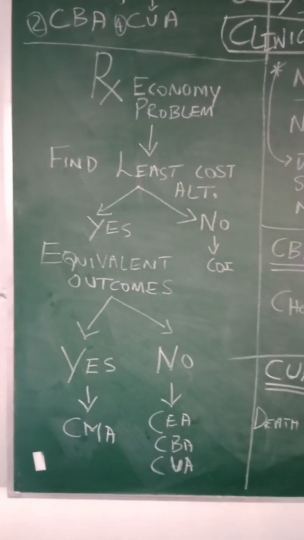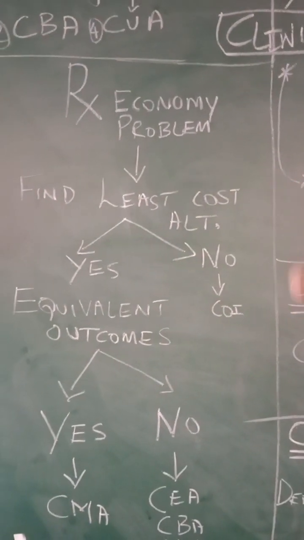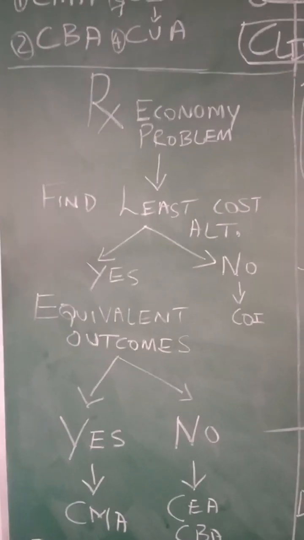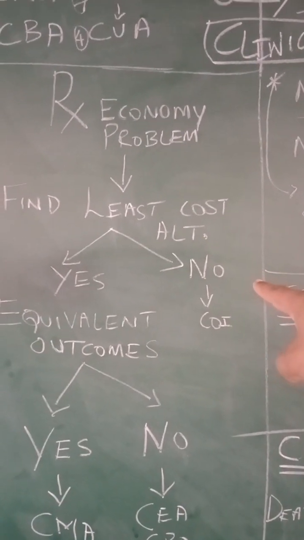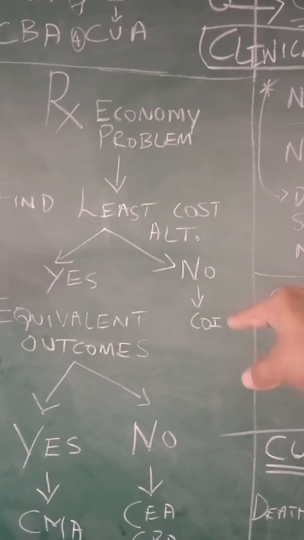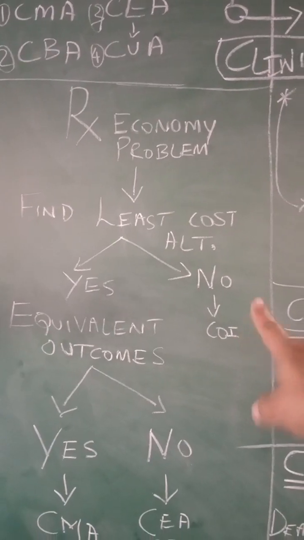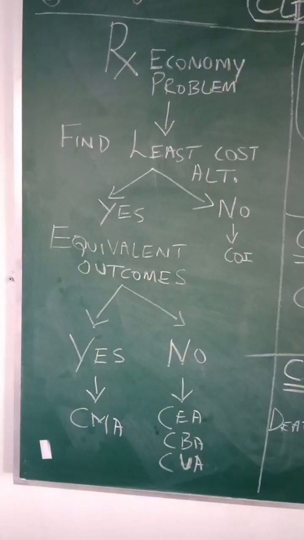When we talk of any pharmacoeconomic problem, it starts over here. Find the least cost alternative first. If you are not finding any least cost alternative, then it is not a complete analysis. So it will fall under pharmacoeconomic analysis that is partial in type. So we are just going to see only the cost of illness there. We are not going to talk about the outcomes.